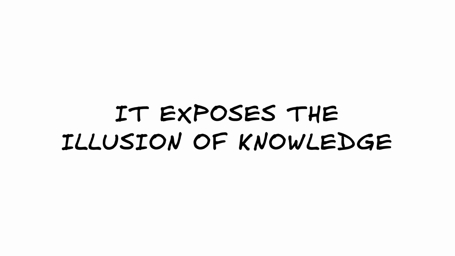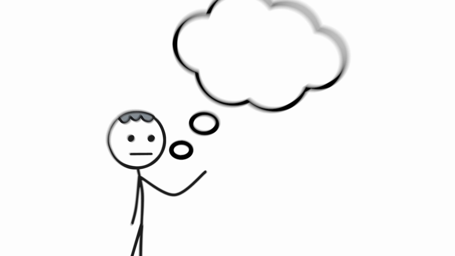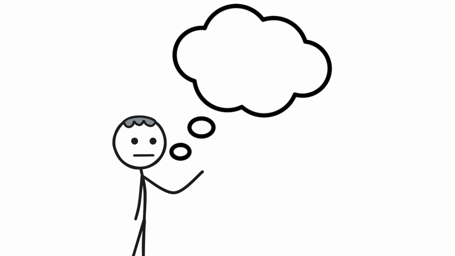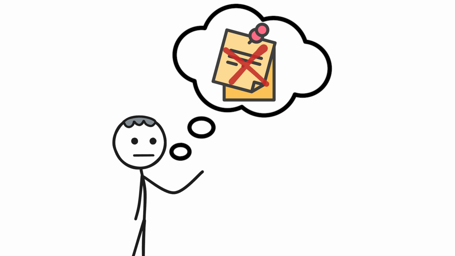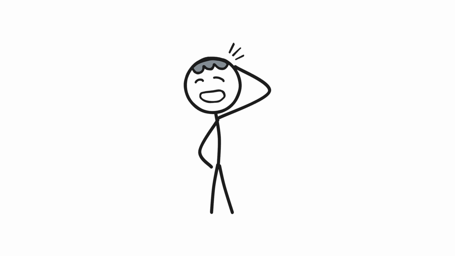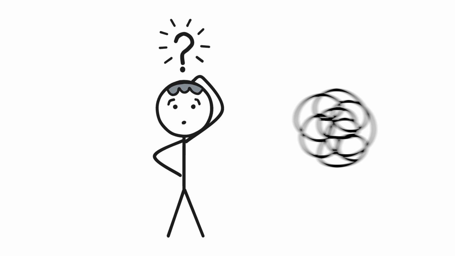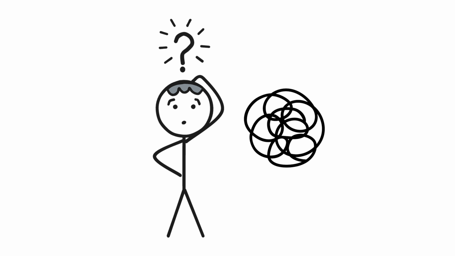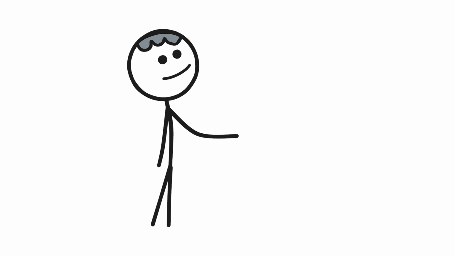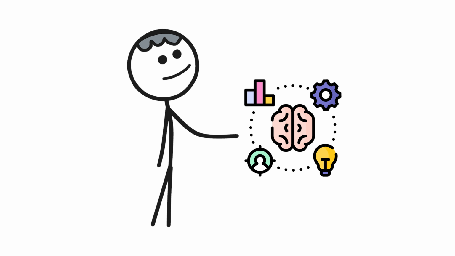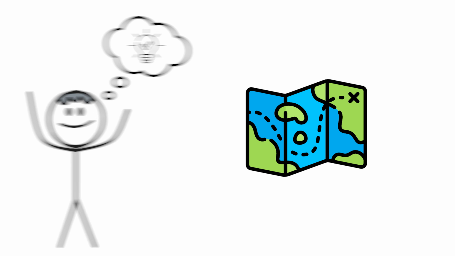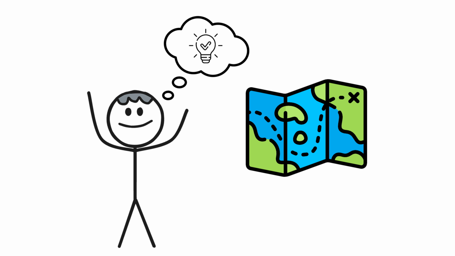It exposes the illusion of knowledge. You might think you understand something, but when you try to explain it without looking at your notes, things can get tricky. Suddenly, you can't remember certain parts, or you're unsure how to explain it clearly. This moment of confusion is actually helpful. It shows you exactly where your knowledge is shaky. The gaps become obvious. It's like checking a map and realizing there's a road you didn't notice before.